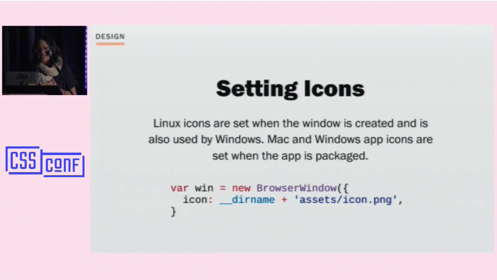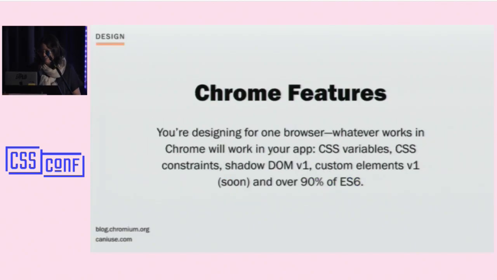Another one is that Linux icons are actually set when you're defining your window. Mac and Windows operating systems, their icons are set when you're packaging the app. But if you don't do this here, your Linux app is just going to be a gray square with a question mark and very sad. Windows will actually also use this icon to put it in the top left corner of a window, so it's a useful thing that sometimes it takes a lot of pain to realize that you need to do.